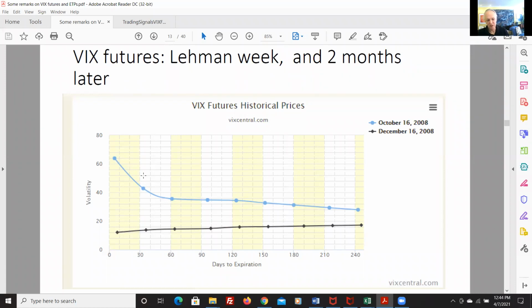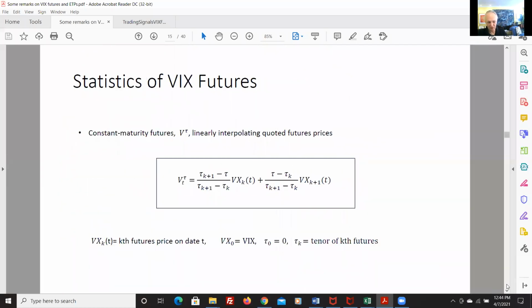That means that as you see that the world is not coming to an end, the value of insurance drops dramatically from the blue line all the way to the black line. So the front is very volatile, the back is less volatile. This is a feature of this market.